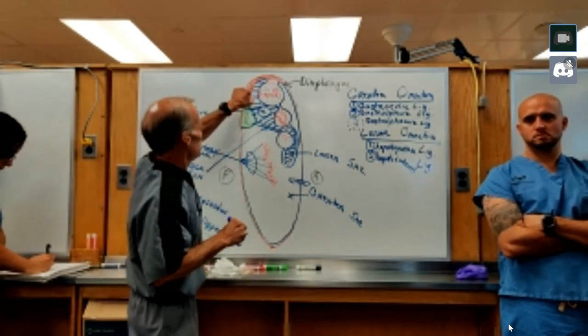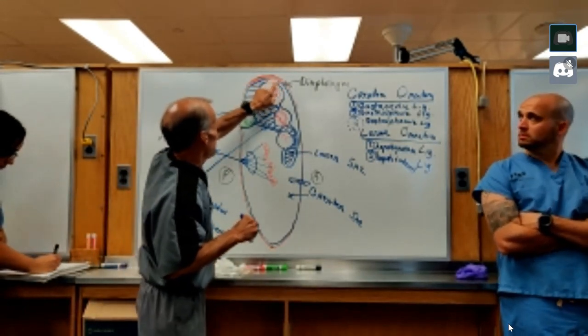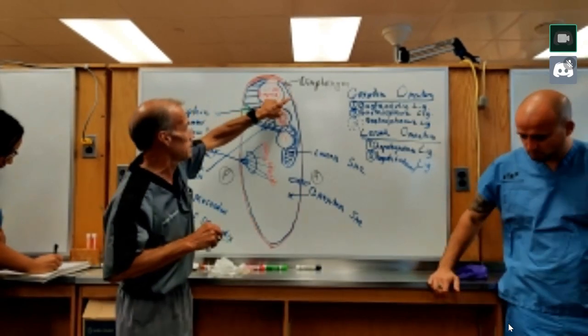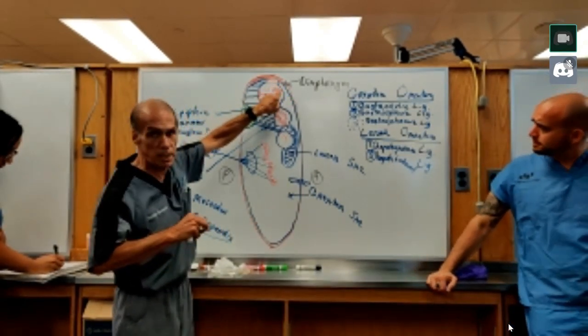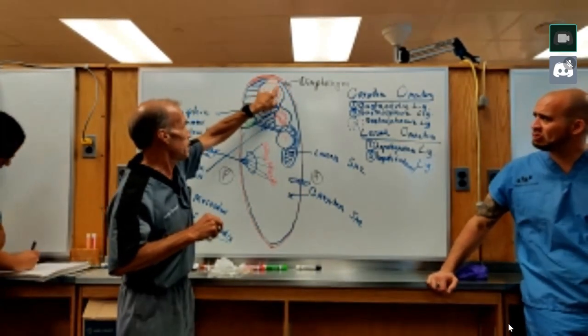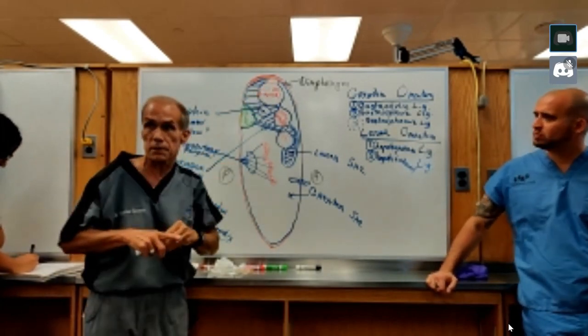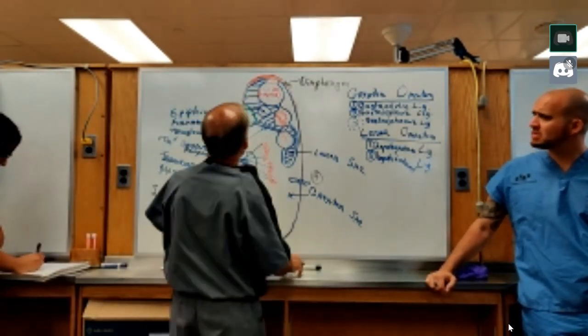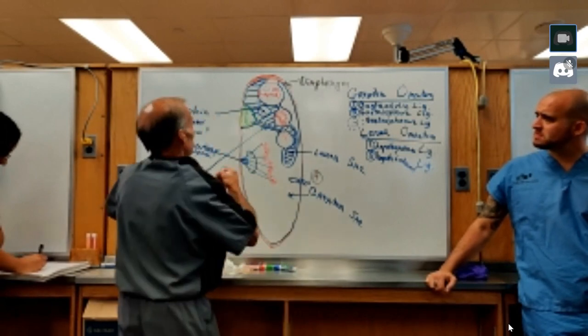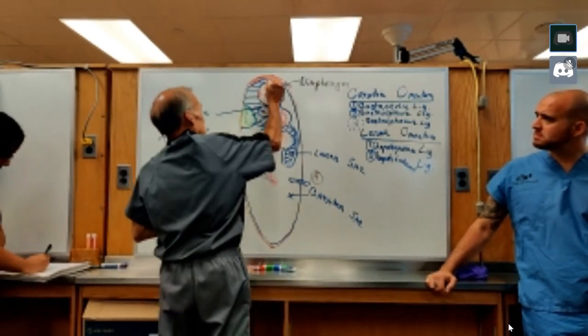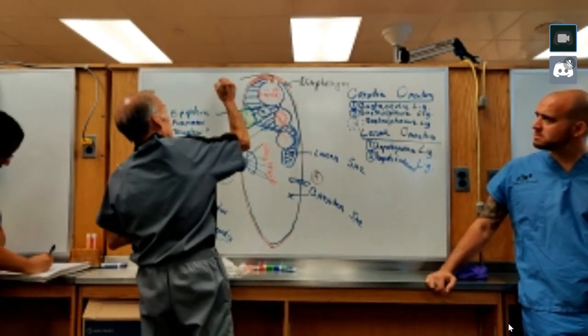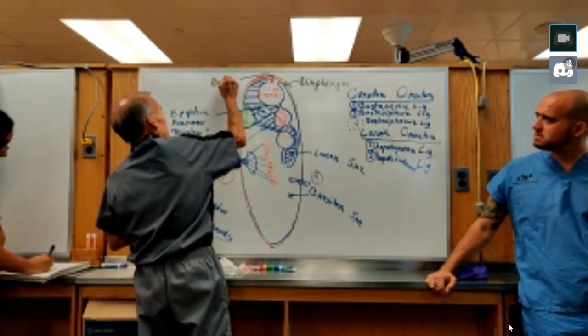Now, there's one more thing. Notice up here, when I brought peritoneum from the front, parietal peritoneum onto the liver to make it visible, there's a part of the liver up here that's devoid of that area. It's called the bare area.